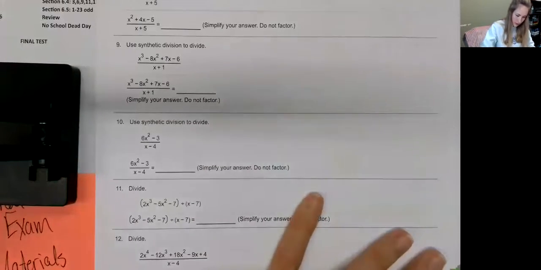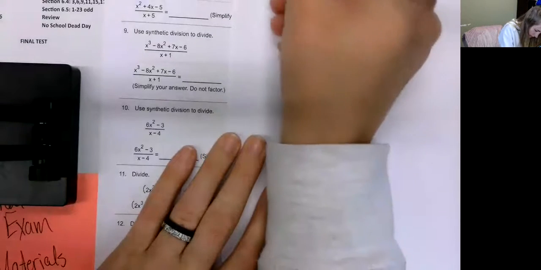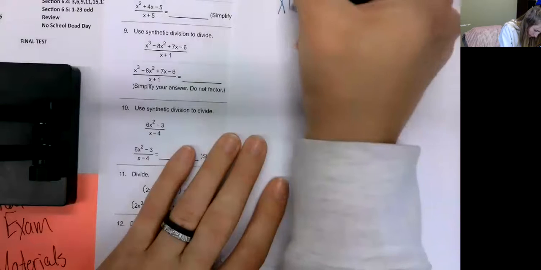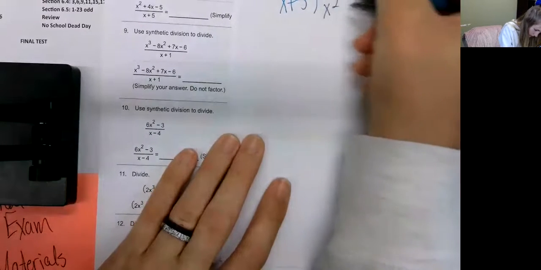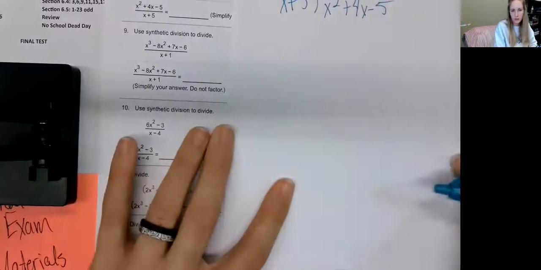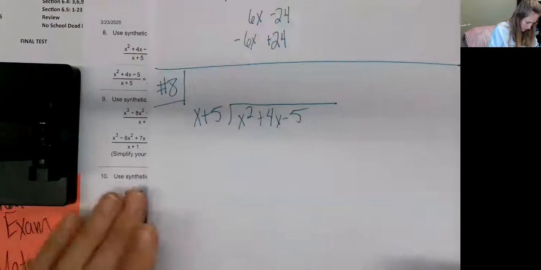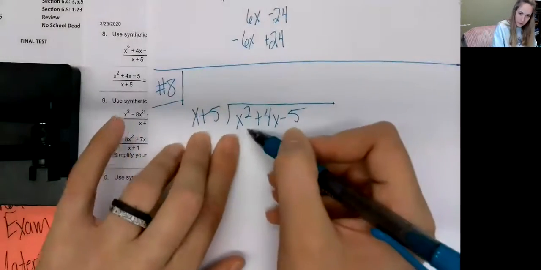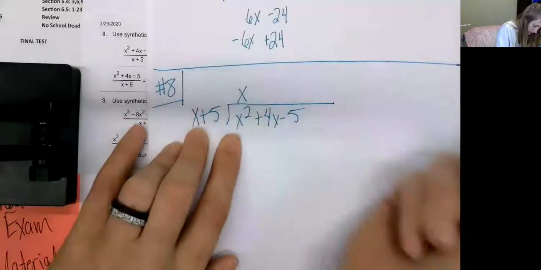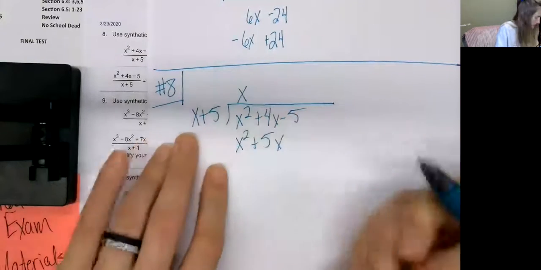Okay, let's copy down number 8. So we have x plus 5, x squared plus 4x subtract 5. Oh, y'all can't see any of that. My bad. I apologize. Alright, so we need x to look like x squared, so we're going to multiply by x. Then we'd have x squared plus 5x.